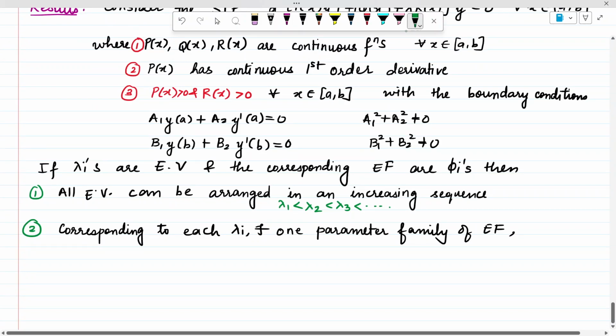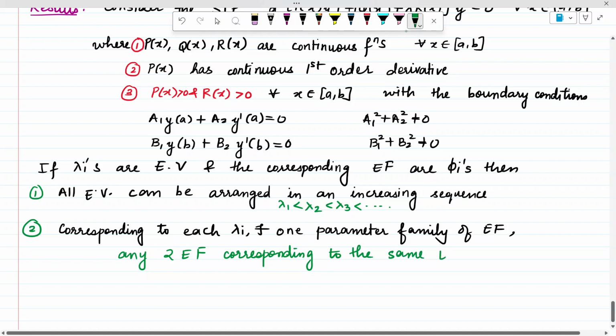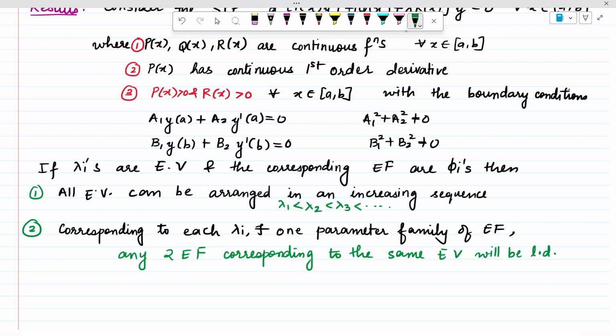Okay. This means any two eigenfunctions corresponding to the same eigenvalue will be linearly dependent. We saw that for two distinct eigenvalues, whatever functions you get, they will be orthogonal. And if they correspond to the same eigenvalue, then they will be linearly dependent on each other. So this is what it means when we say one parameter family.